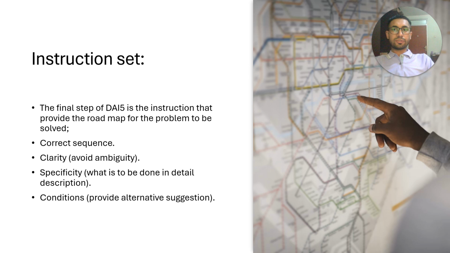The last one is the instruction set. The instruction set is the final step of the DAI5 approach, which provides the roadmap, a template, something like that, that we should follow to achieve our objective. It should include the correct sequence of the processes, and there should be clarity. There should be no ambiguity.